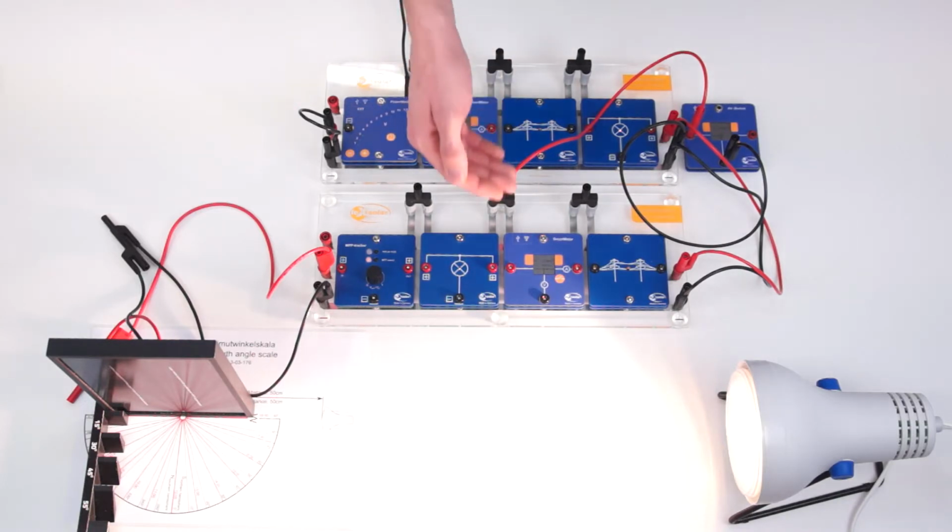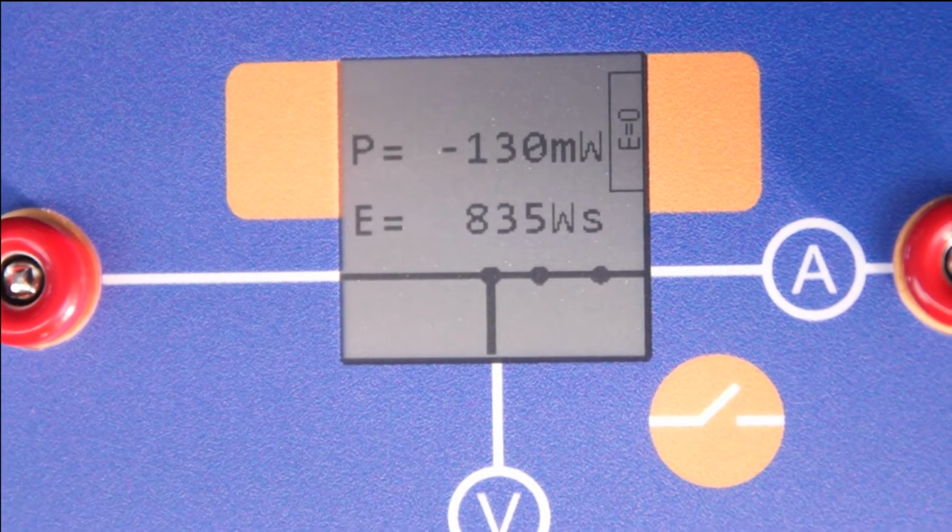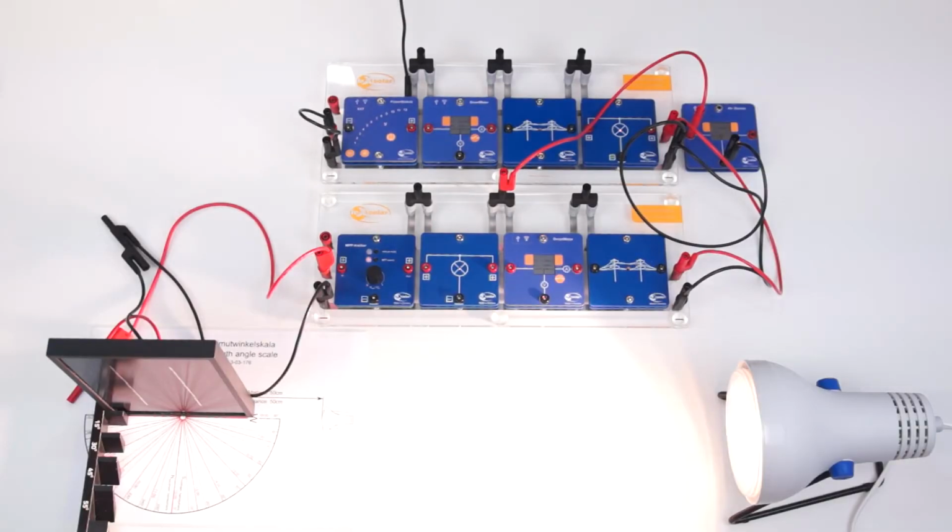The power at the second household is minus 130 milliwatts. It has an opposite algebraic sign due to the opposite current direction because of the construction. In this case, the sign means that the second household is supplied by the transformer.